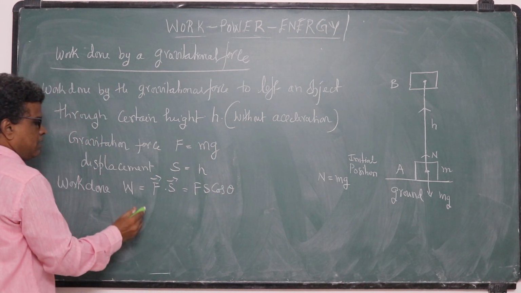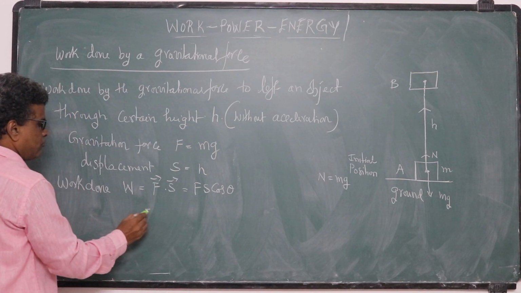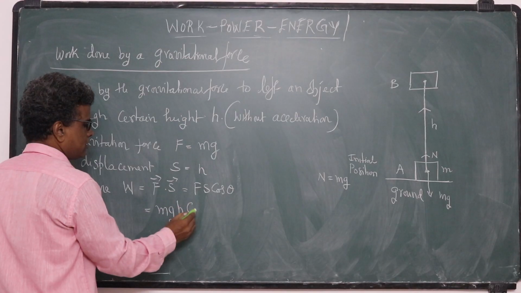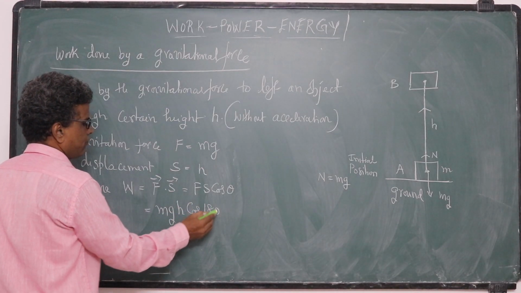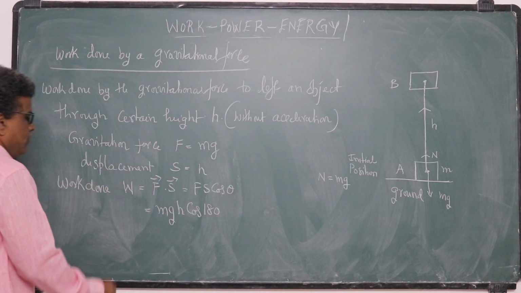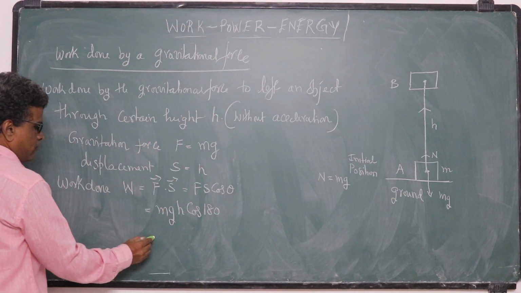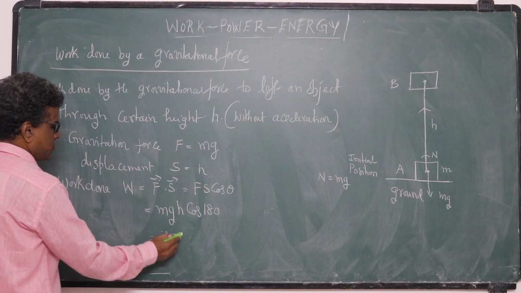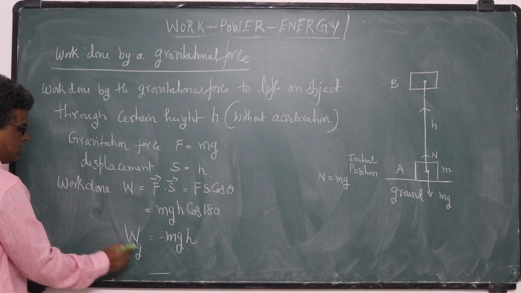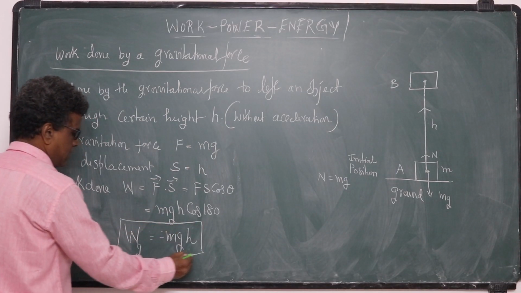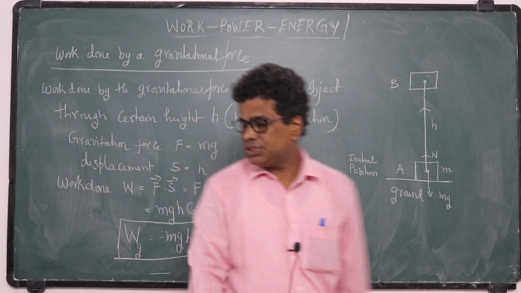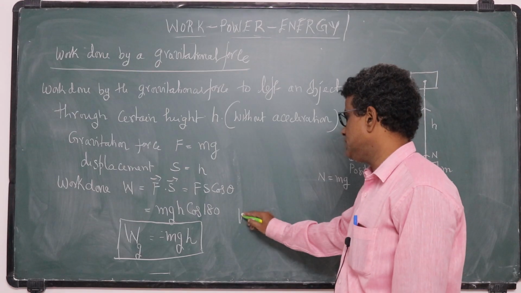What is theta here? F is mg, S is h, theta is 180 degrees, cos 180, because the gravitational force is down, so it is minus mgh. So the answer: work done by the gravitational force G on the object to lift it through height h is minus mgh.